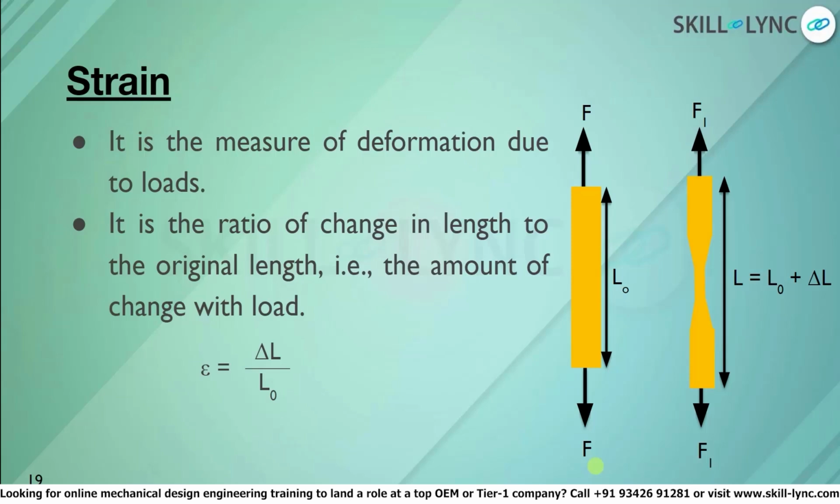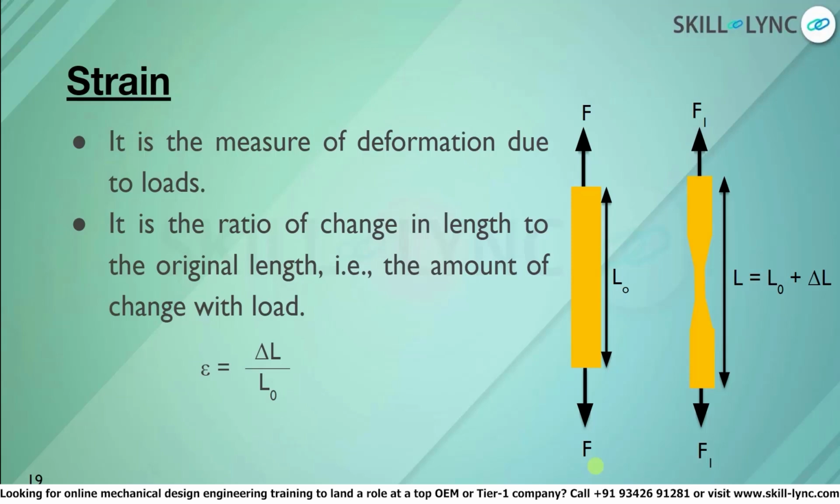Now let's discuss simple strains. Strain is the measure of deformation due to loads. In simple terms, it is a measure of how much deformation occurs in an object when it is placed under a load. Let us assume a material which has an initial length of L0, or original length. This material is placed under a tensile force of F. Under this force, the material will elongate to L, which is the final length, and here L is equal to L0, which is the original length, plus delta L, which is the change in length.